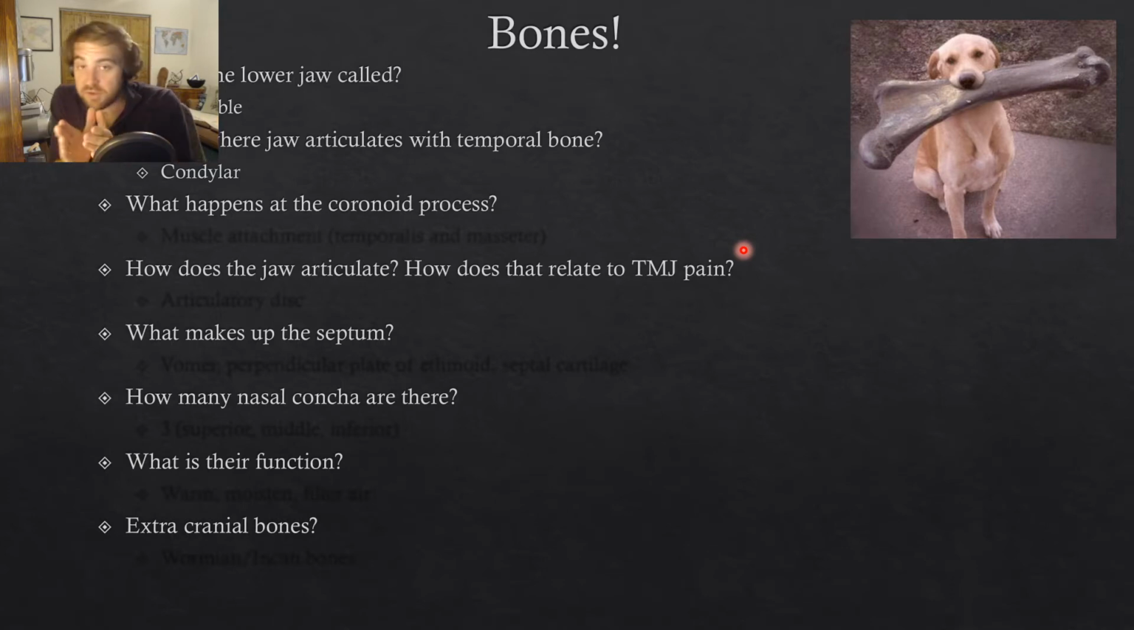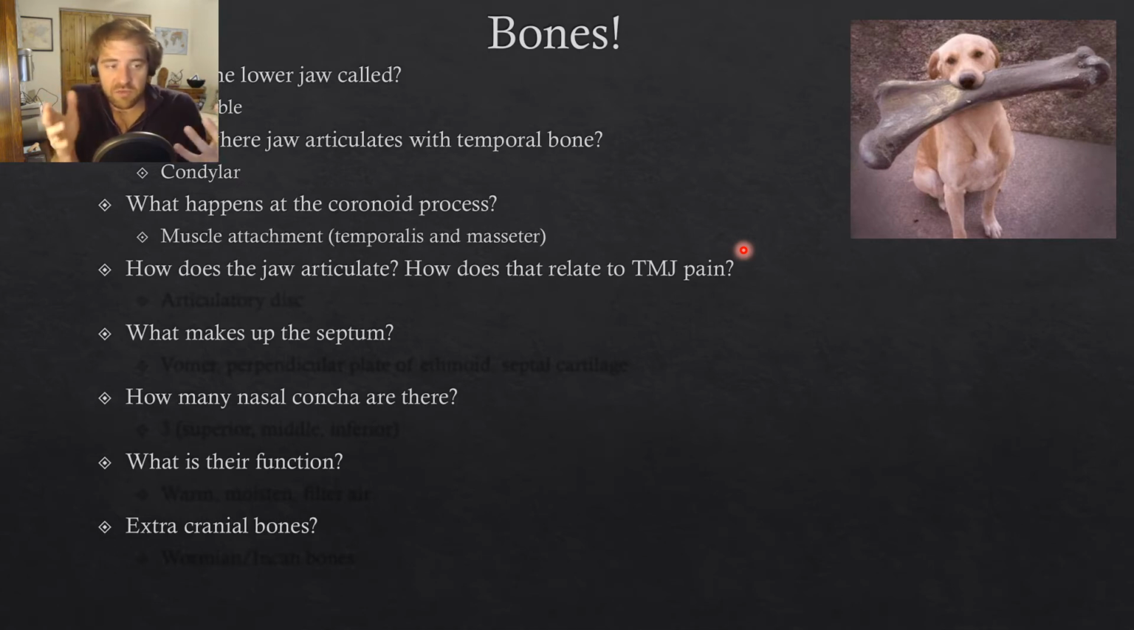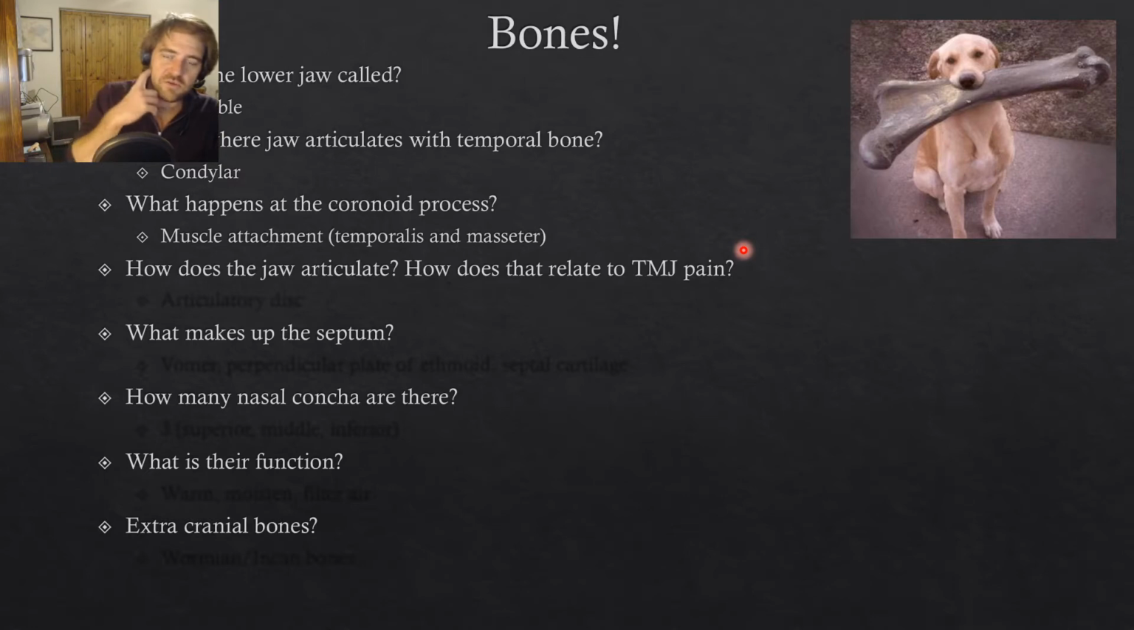But what does happen at the coronoid process? Well, that is where muscles can attach. It's an attachment point for the muscles. Specifically, the two largest ones are the temporalis and the masseter, the ones that matter most in terms of chewing. And other ones can hook in there as well, but mainly temporalis and masseter, most important to know, hook into the coronoid process.